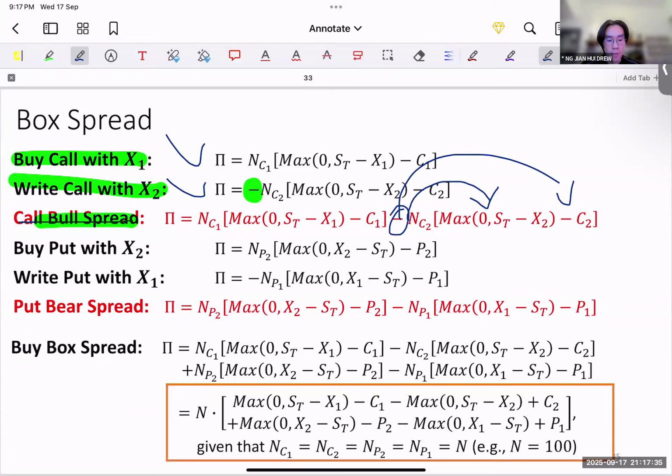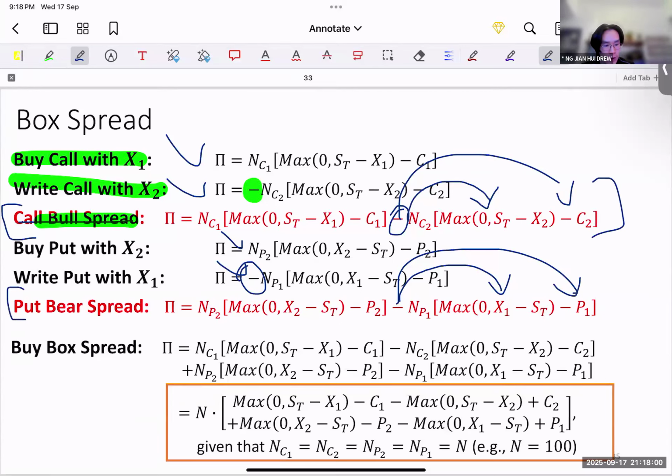Right. So for bear spread, we use the put. So we buy the put at X2 and then we short the put at X1. Right. So we buy a put and then we short the put. Again, it's a negative here because we are shorting a put. Same thing, we are going to have a negative here, and then this is going to multiply in.